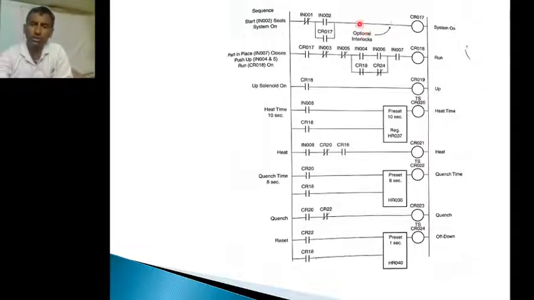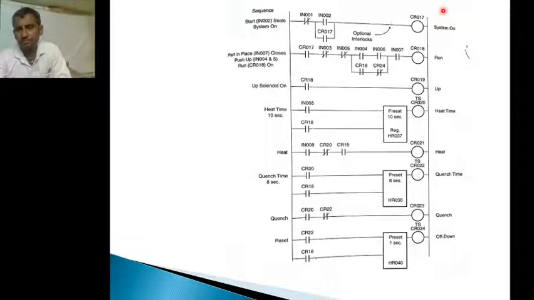Here we have two CR017 contacts. These two are normally open contacts. When we make the output on, these two contacts act as closed contacts. So this contact will be closed, and at the same time this contact will be closed. When this contact is closed, even though we remove the master start button, the system will stay on.